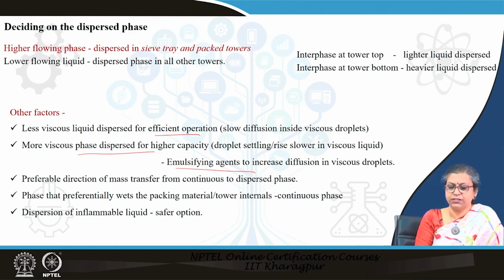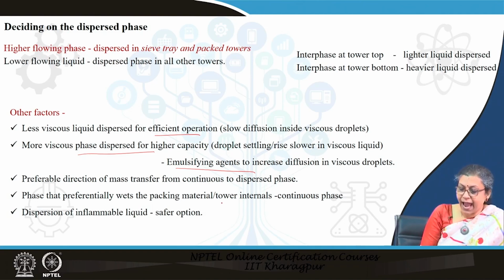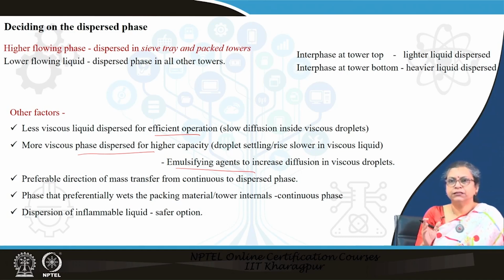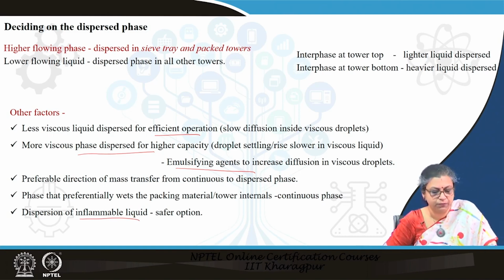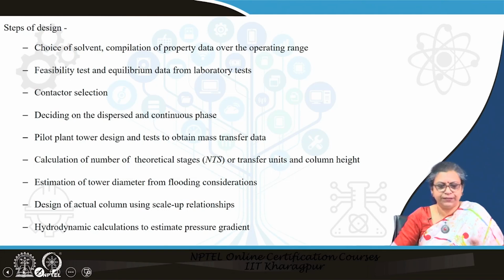The direction of mass transfer is naturally from the continuous to the dispersed phase, and when you are dealing with packings, it is important that the continuous phase has a greater wettability, or preferentially wets the packing material, and also for sieve trays it preferentially wets the trays. This is something which should be kept in mind, otherwise there will be some non-uniform distribution due to preferential wetting of the tray internals by the dispersed phase. And the last option is quite evident: when you have an inflammable liquid, it is much more preferable that we disperse that particular liquid.